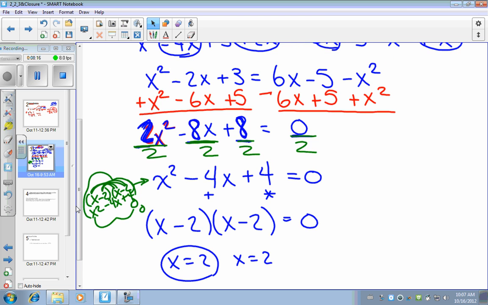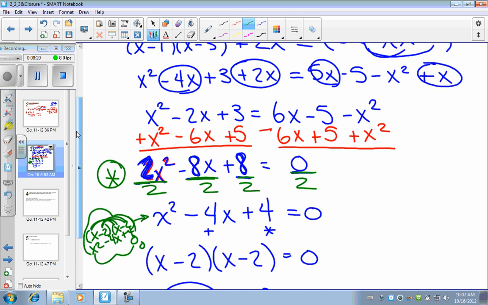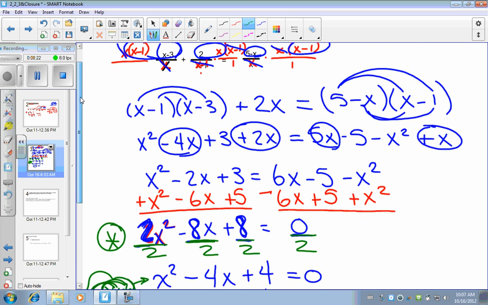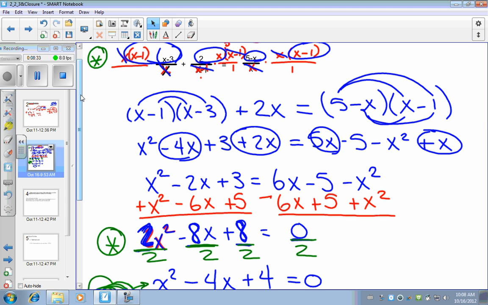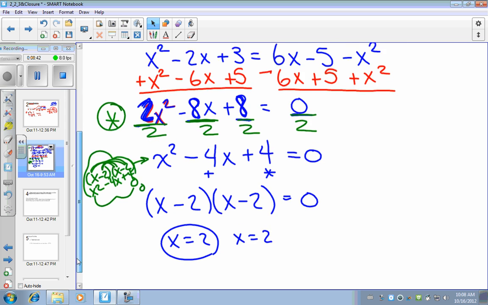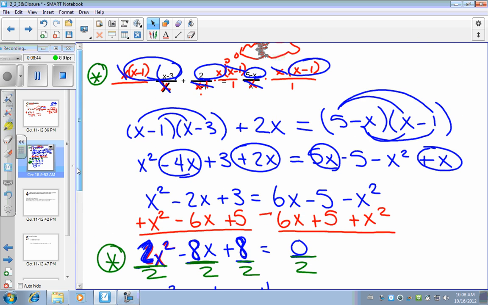Now the key here isn't necessarily to solve. The key came in right here where I divided by 2 to make it easier for myself, and up here where I multiplied through times x minus 1, just to make that problem look easier. So hopefully you got that in your notes and you know the 2 keys of that. It's not solving, we've been doing that for a long time. What's different now is we're rewriting them, and that's the key for today.